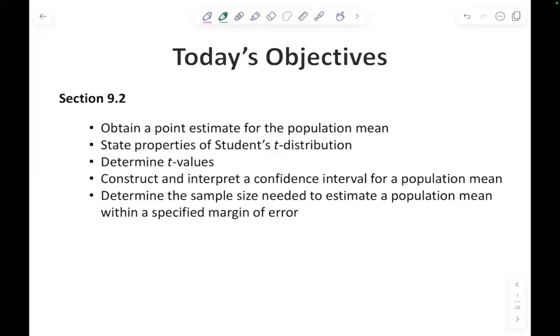Why are we finding it? We're doing the same thing. We're just doing it with means. And so we'll get to that.